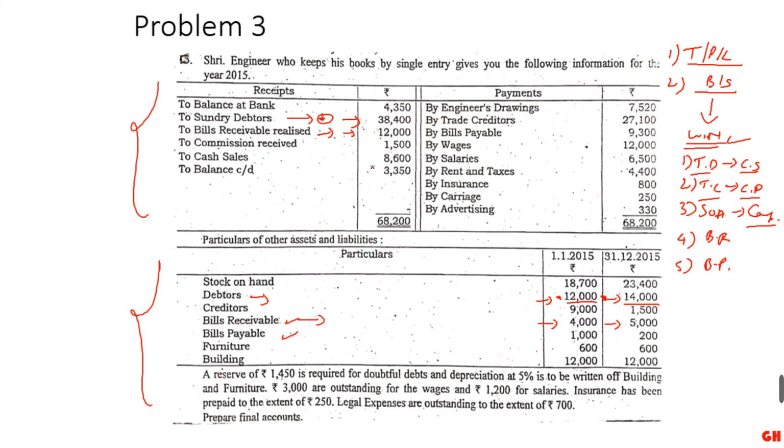If you see here, cash sales is 8,600. To this we need to add credit sales. After adding both of these, that will have to be shown in profit and loss account.